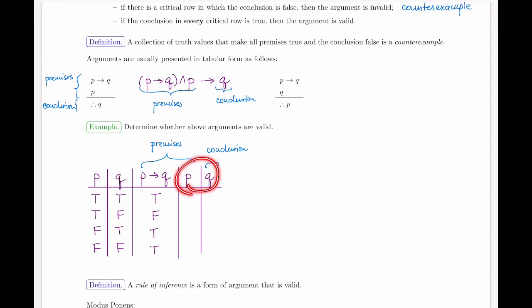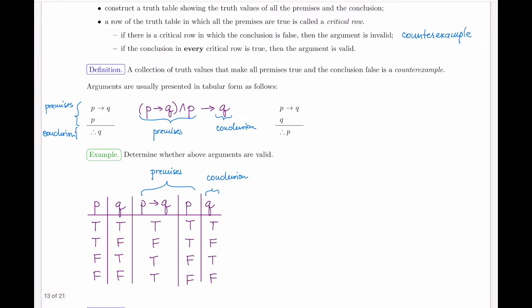Now again, normally I would have to do a little bit more work for the rest of the premises and conclusions, but in this case I will simply repeat my columns. So the P column is true, true, false, false, and the Q column is true, false, true, false. Now, remember, we need to identify critical rows. The critical row is the row of a truth table where all the premises are true. Nothing so far about a conclusion. So I have to look at all the columns that correspond to my premises and find the rows that are all true.